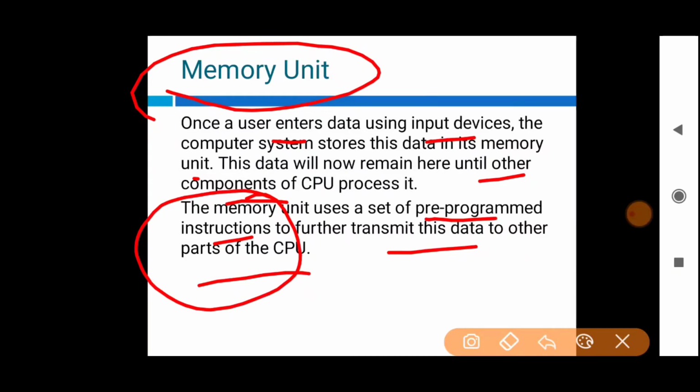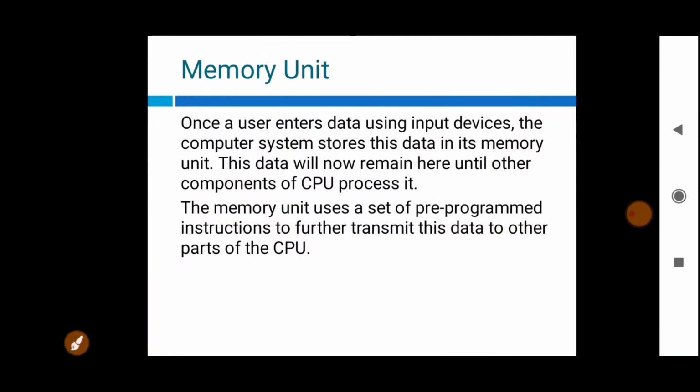If you want to find the sum along with the percentage, then the memory will use those pre-programmed instructions, like there will be some functions for calculation of percentage and sum. All those functions are also stored by the memory unit, and those functions can be fetched by the control unit, processed, and further it can transmit this data to the other parts of the CPU.